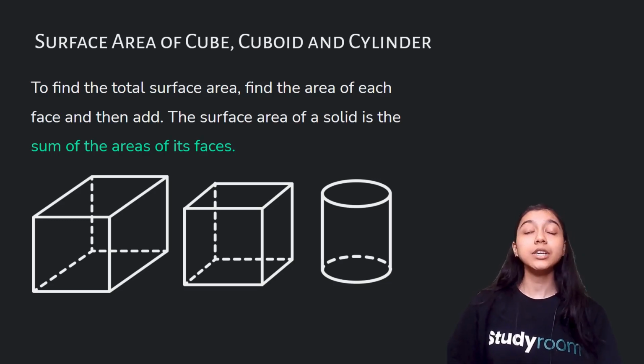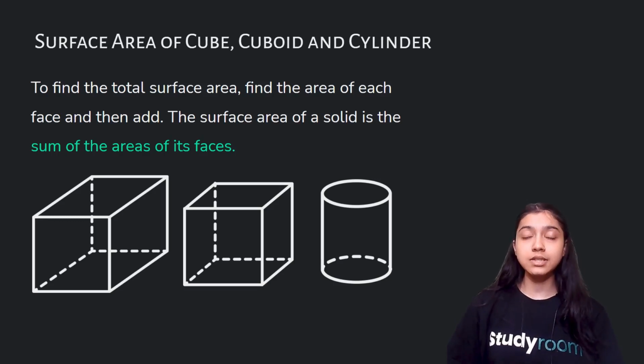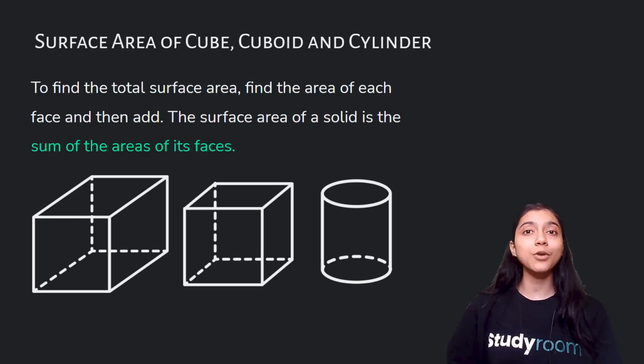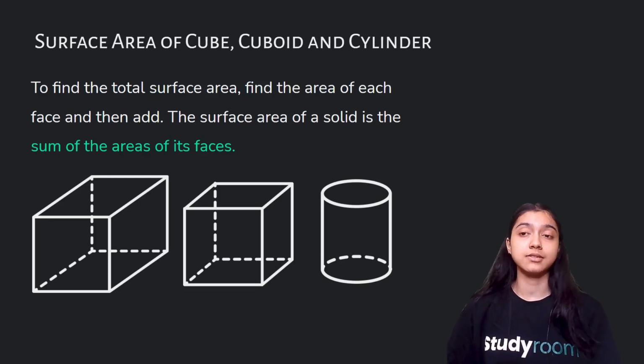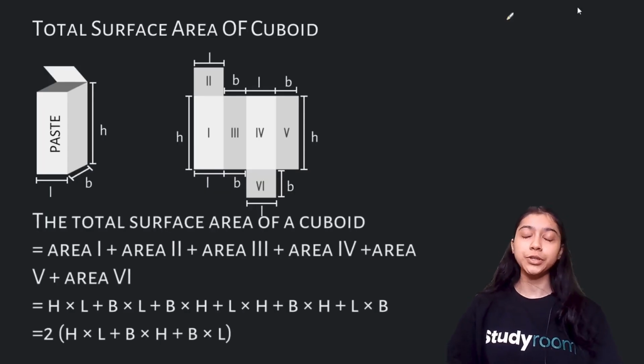For example, a cube has 6 faces in total. We'll calculate the area of each of these faces and then add them up. That will give us the total surface area of the cube. So in short, we can say that the surface area of any solid is nothing but the sum of the areas of its faces. Now let us find the total surface area of a cuboid.